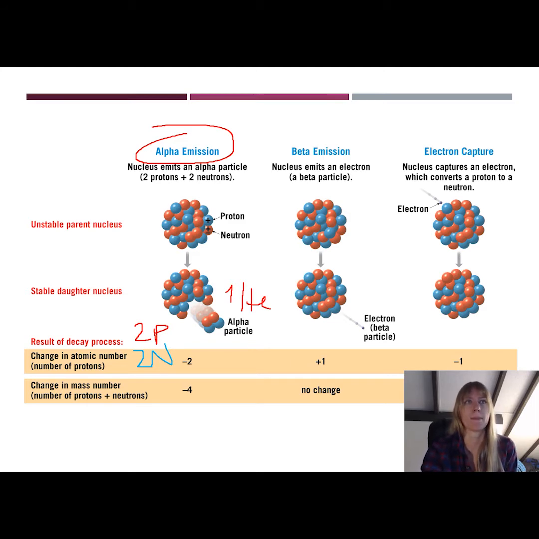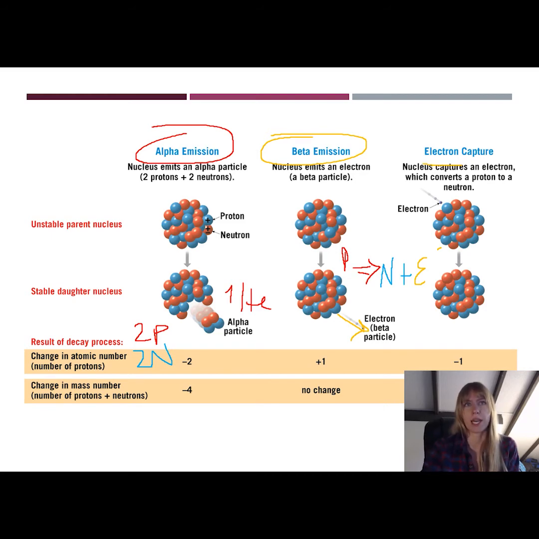Okay. In beta emission, your nucleus is emitting an electron. So an electron escapes, meaning one of your neutrons will become a proton and an electron.